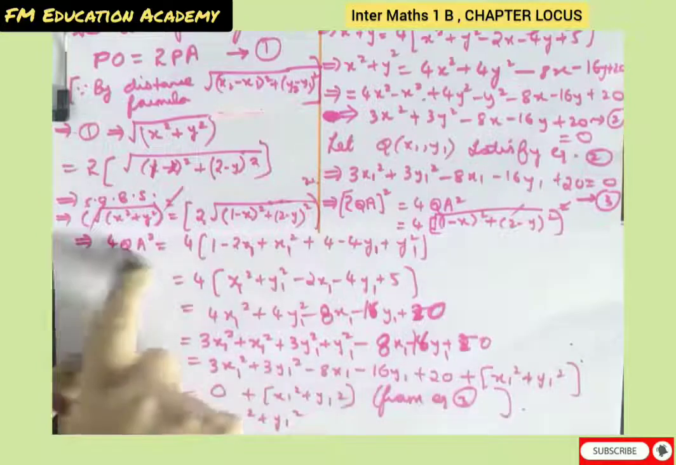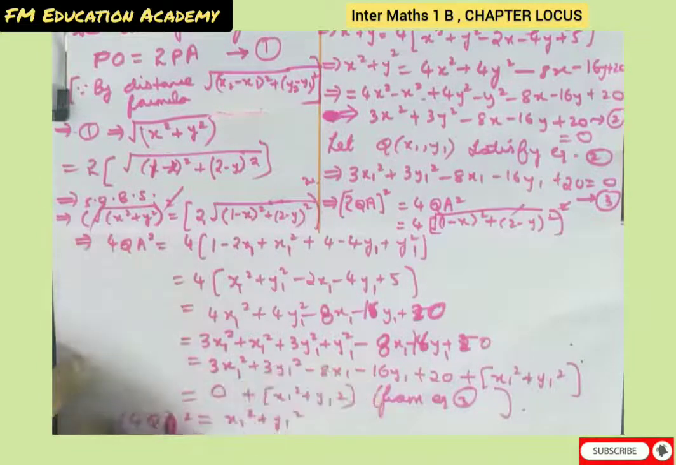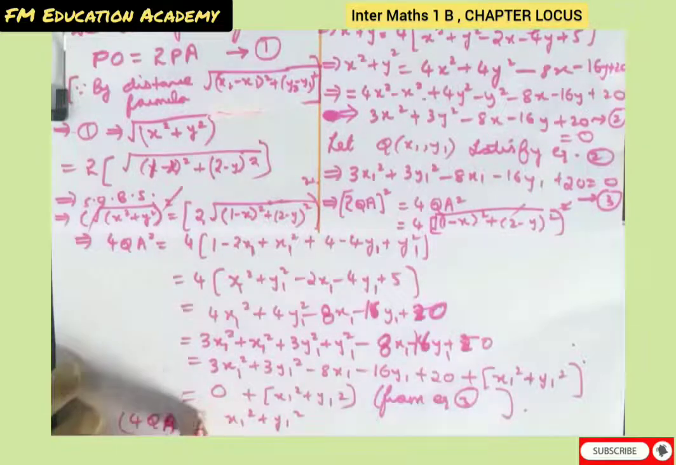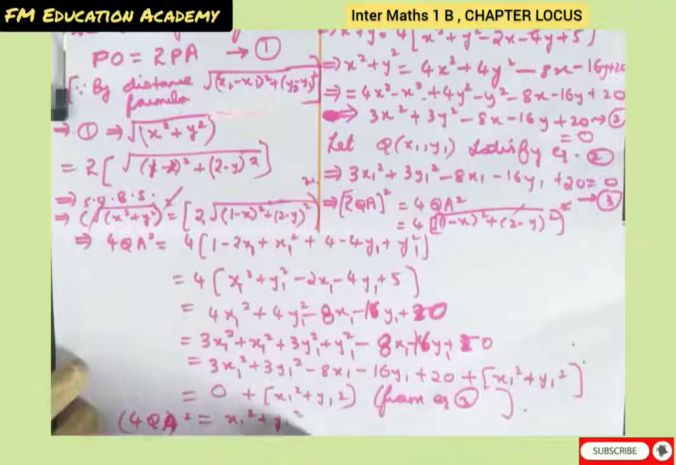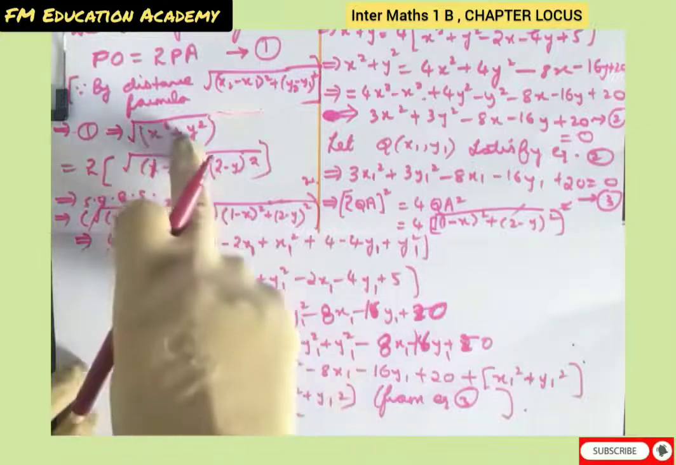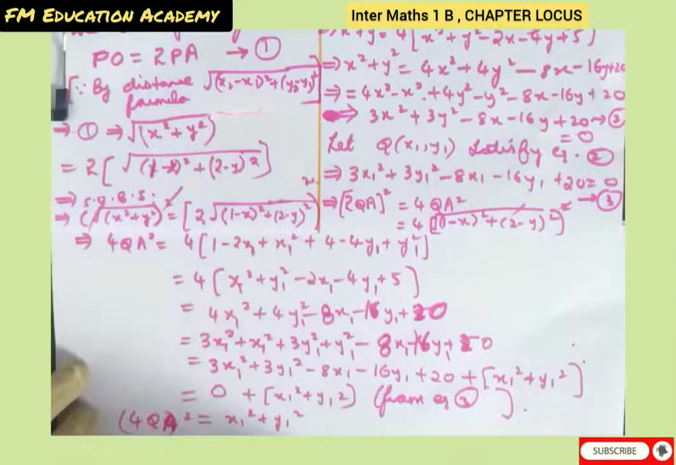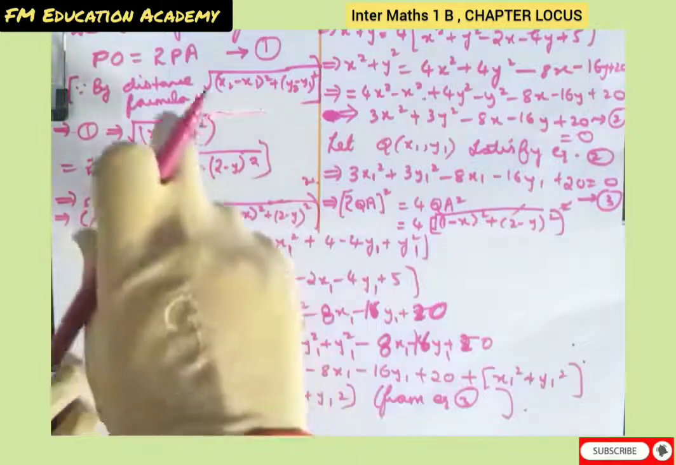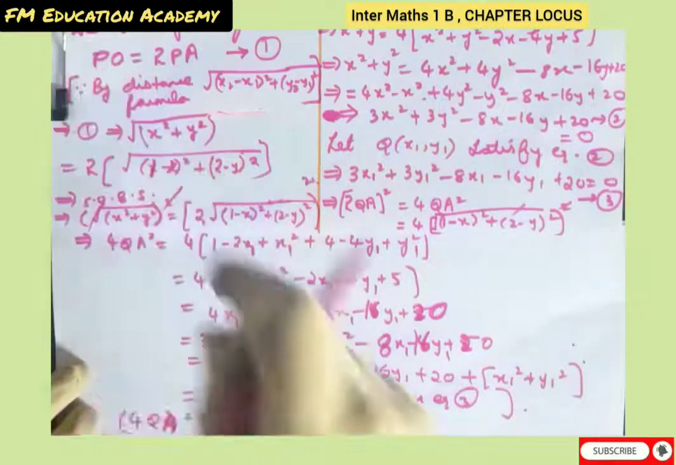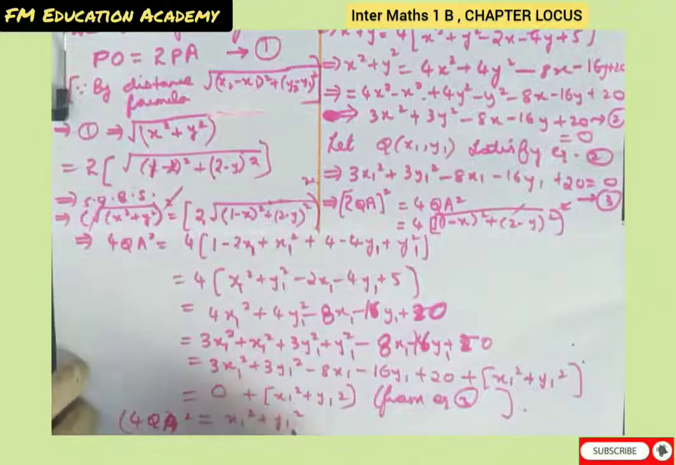Now this was 4QA square. To remove the square, root of 4 is 2 and root of QA square will be QA. So here we have root of x square plus y square, and here we have root of x1 square plus y1 square. So we have successfully gotten OP here and OQ here. So this is QA.